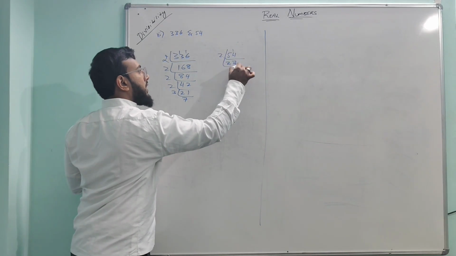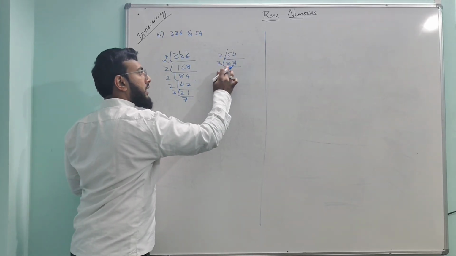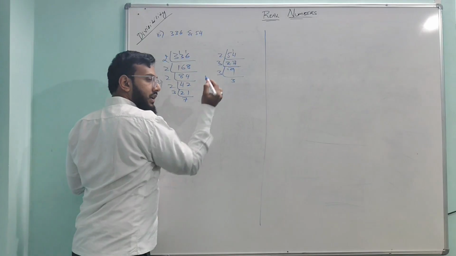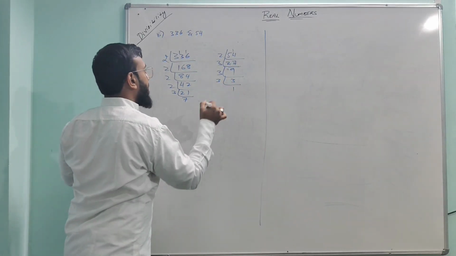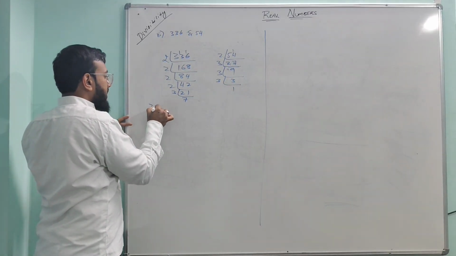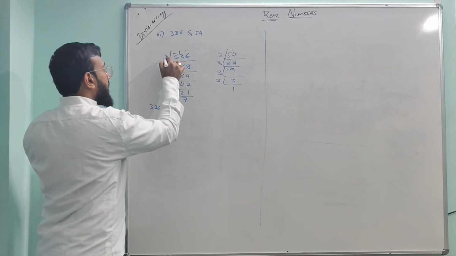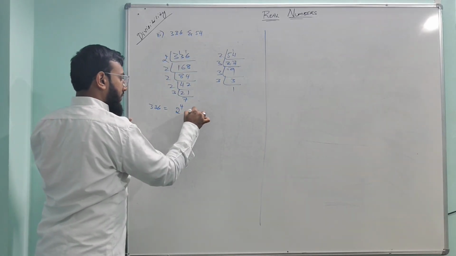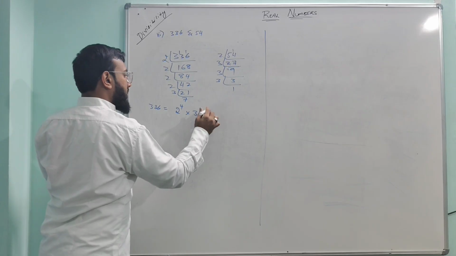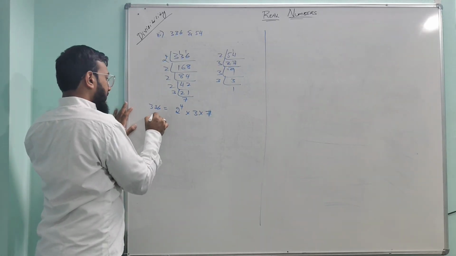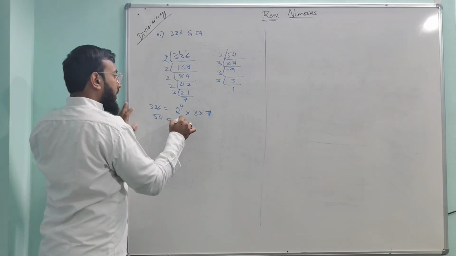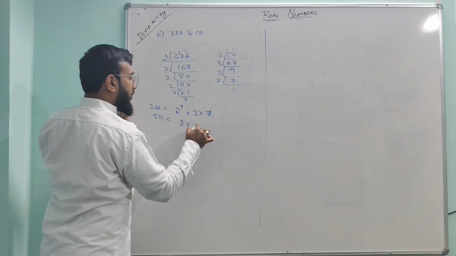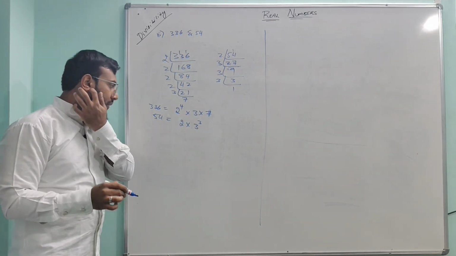2 7s are 14. 3 3s are 9. 3 9s are 27. 3 3s are 9. Then 3 1s are 3, also you can multiply. How can I write this? 336 as 2 power 4 into 3 into 7. Clear? Then 54, how can I write? 54 is 2 into 3 power 3.